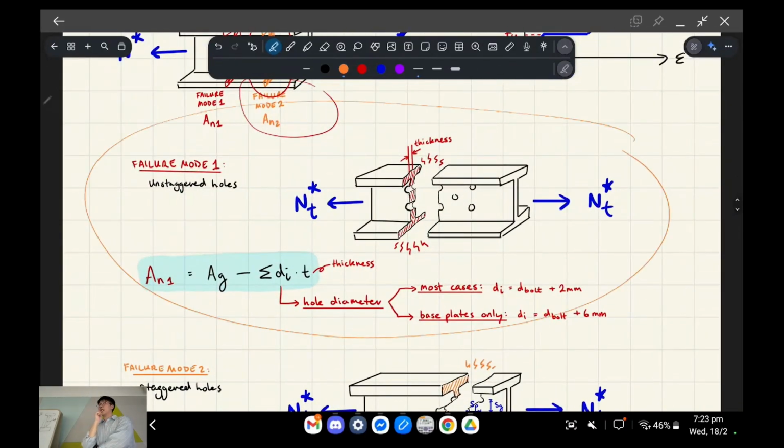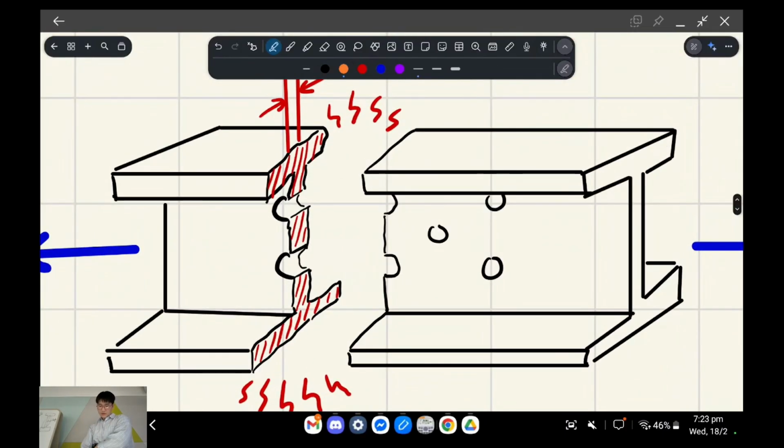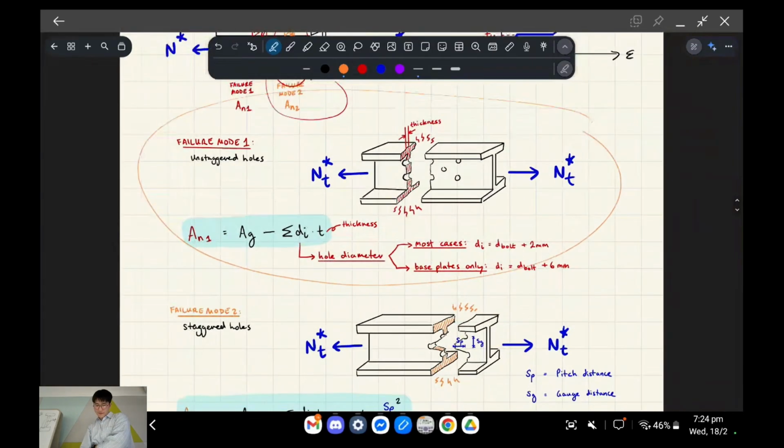When you say area, you mean cross-section area. Do you see the bit that I've shaded red there? The holes are not part of the cross section. The holes are a void. So in red is the net area. It's the gross area minus the hole area. So that's the first failure mode.